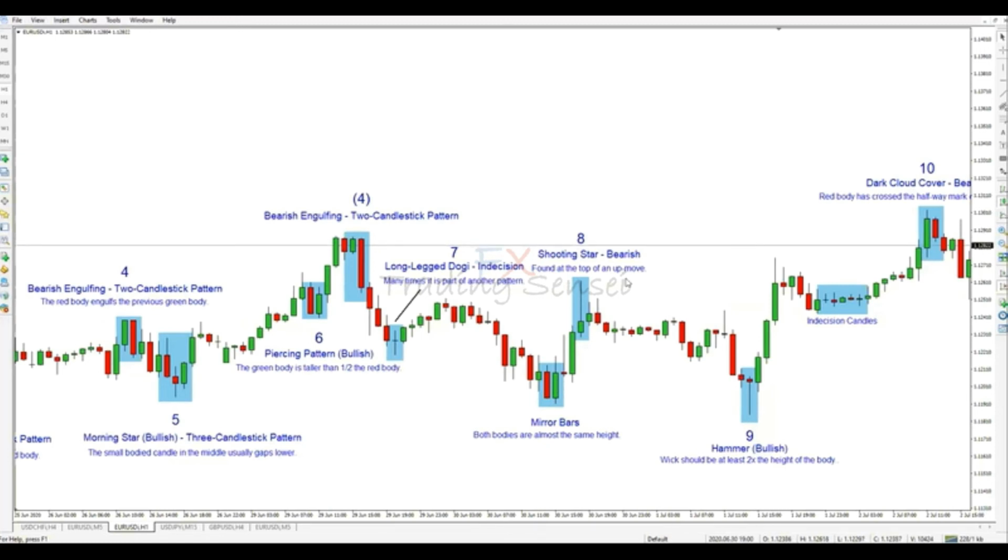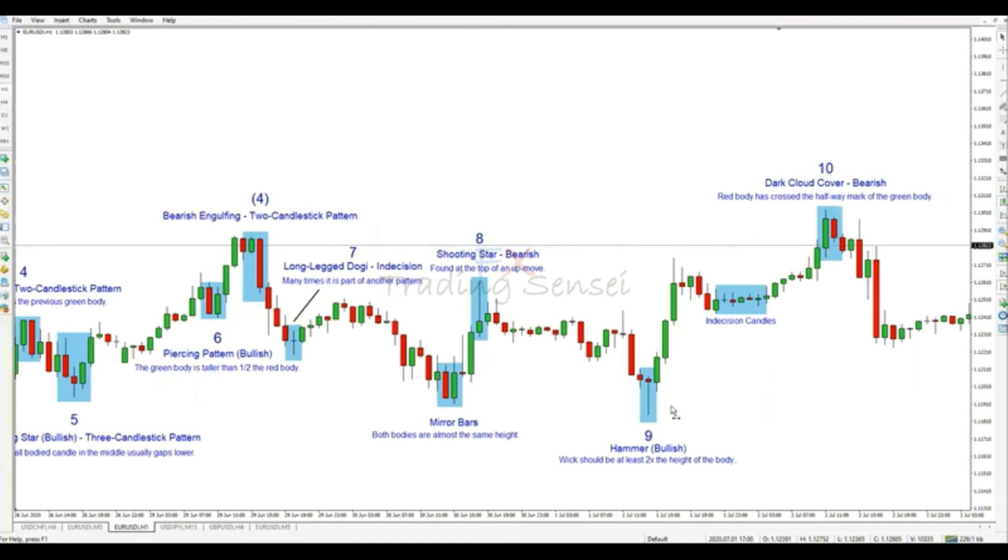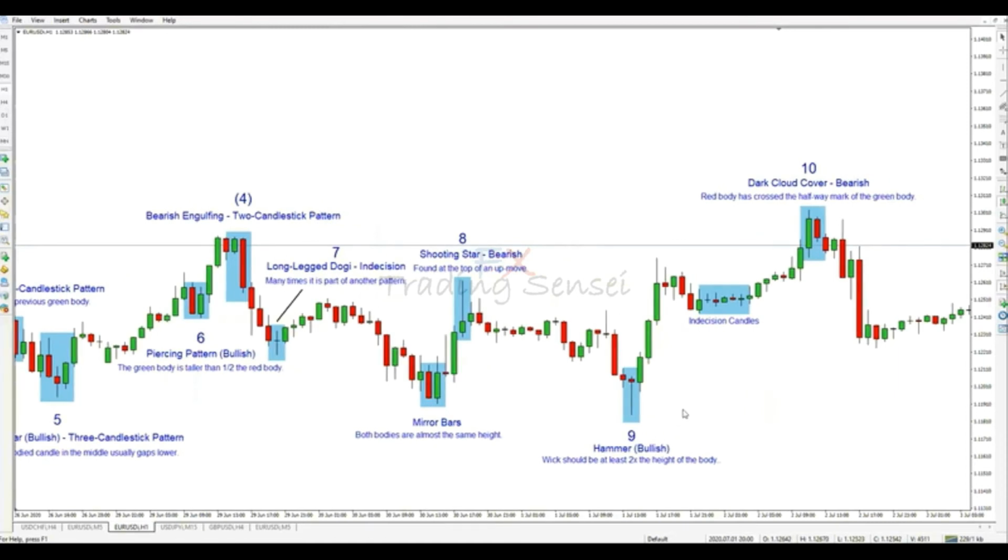And we also have number 9, a hammer. So those two we're going to discuss together because they are very much related. Let me start with number 8. And this is a shooting star. It's an individual candle and it's bearish. It's usually found at the top of an up move. So let's say you have price trending up and it begins to get weak, you would start seeing these kind of candlesticks forming. So the shooting star is bearish. From this point, you should expect price to start dropping. It may not drop instantly, but at least it's letting you know that price is getting weak.